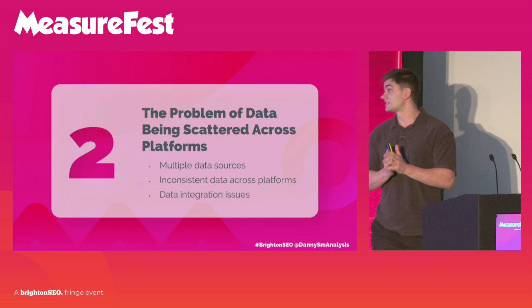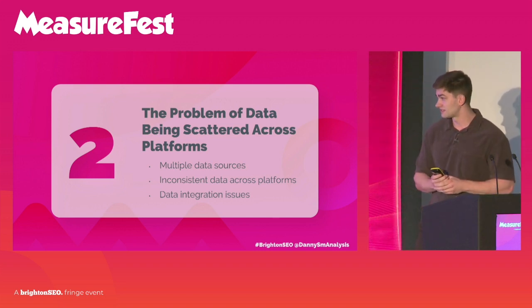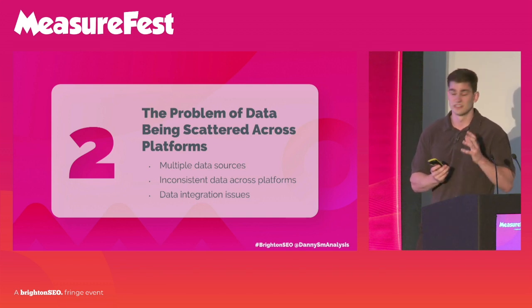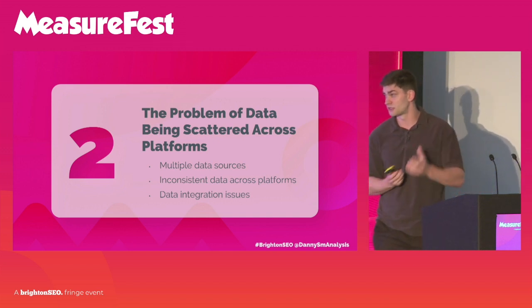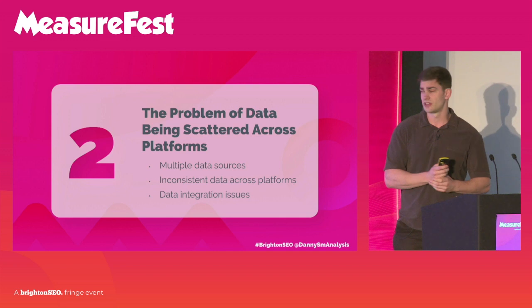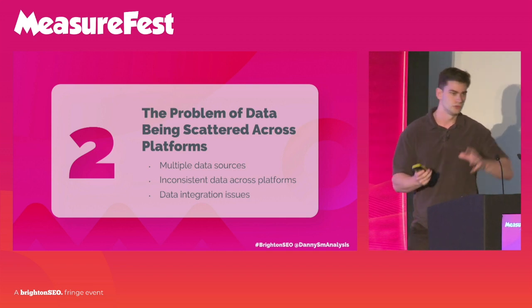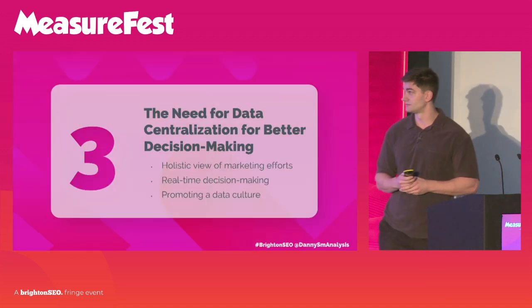Data is scattered across different data sources as well. Obviously, we use different tools to do different things. It leads to inconsistencies across the platforms, and it's no surprise, they're all going to measure things slightly differently. From a data integration side as well, you're not going to see all your tools communicating so nicely with each other. Google, Meta, obviously they're not going to be best friends.